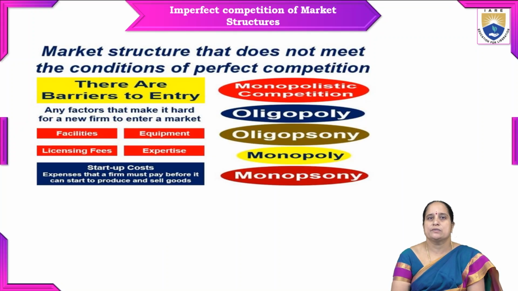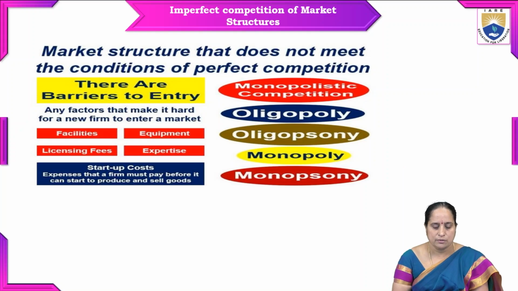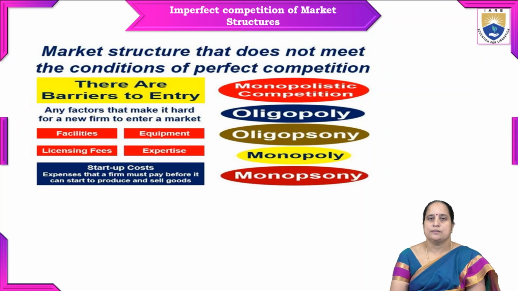Then imperfect competition of market structures. A market structure that does not meet the conditions of perfect competition is said to be an imperfect competition. There are barriers to entry, so you cannot easily enter into imperfect markets; any factors that make it hard for a new firm to enter a market. Facilities, equipment, licensing, expertise, all these things make it somewhat difficult. There should be some kind of restrictions for imperfect markets. Startup cost: expenses that a firm must pay before it can start the business. That we can see in case of imperfect competition, but it may not be applicable to perfect markets.